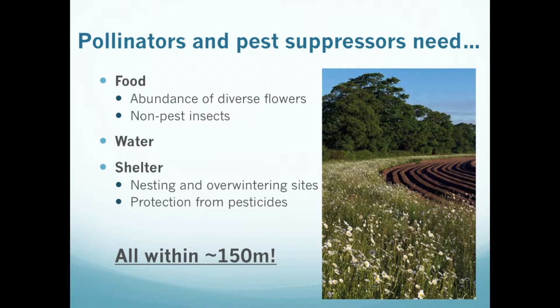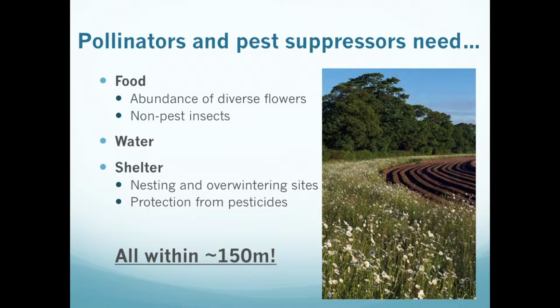Well, just like us, food, water, and shelter is the best place to start when you're thinking about creating habitat for anything. So for food, I'm going to be talking about an abundance of diverse flowers, which is required for both pollinators, which feed on nectar, and a lot of the pest suppressors, which are also pollinators and are also omnivores, so they eat nectar as well as pests. Some of the more carnivorous pest suppressors need other non-pest insects during times when the pests aren't having an outbreak to sustain them throughout the year.